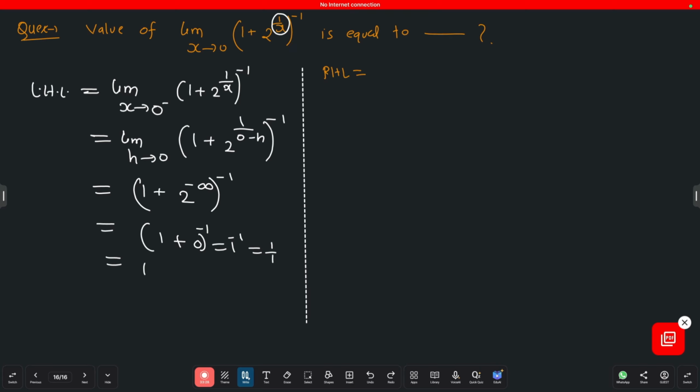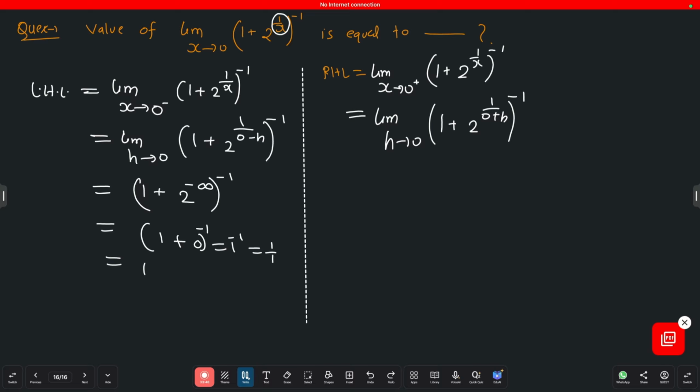Okay, right hand limit means limit x tending to 0 plus (1 plus 2 raised to 1 upon x) whole power minus 1. Okay, then limit h tending to 0, (1 plus 2 power 1 upon 0 plus h) whole power minus 1. So put the limit, then it will be (1 plus 2 power 1 upon 0, 2 power infinity) whole power minus 1. Okay, 2 power infinity is infinity, infinity plus 1 is infinity.